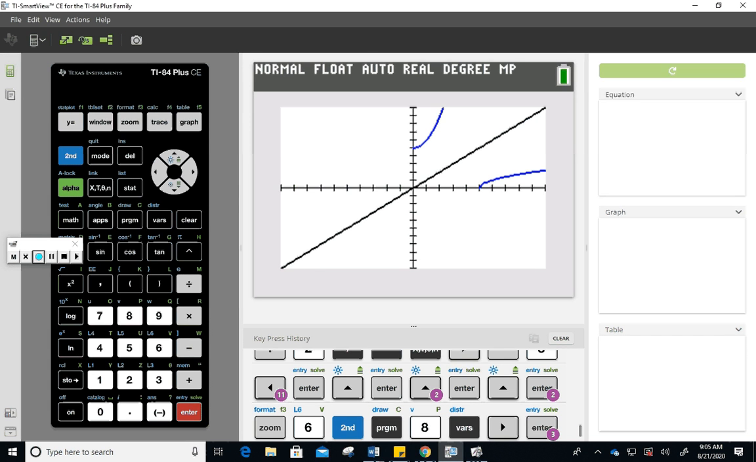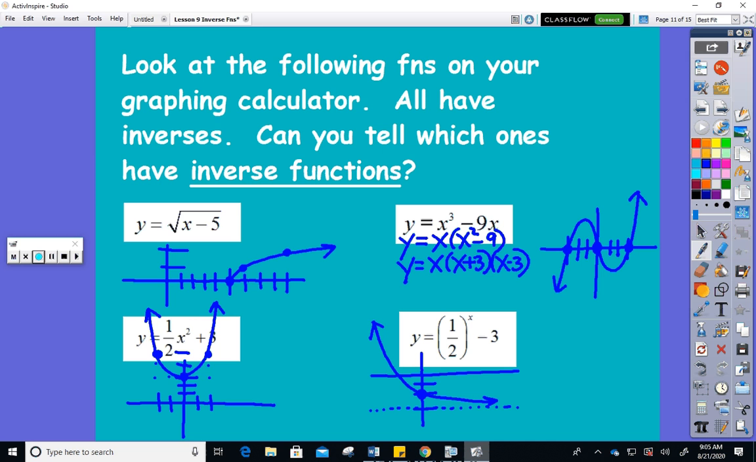Now, is that inverse a function? Yes, it is. I can see that the inverse does pass the vertical line test. So I'm going to come back, and I'm going to say here that the inverse is a function. So inverse is a function.